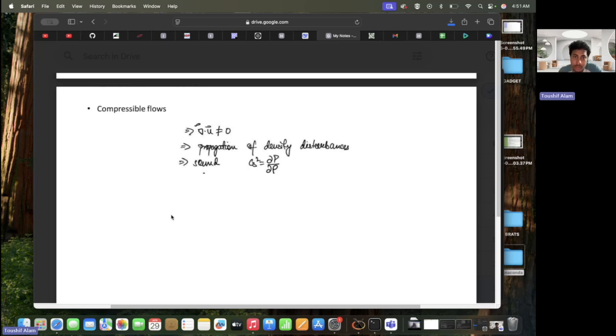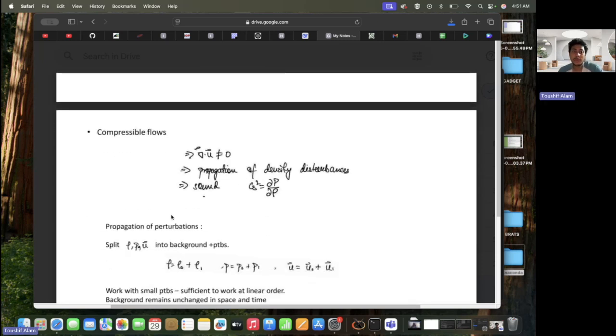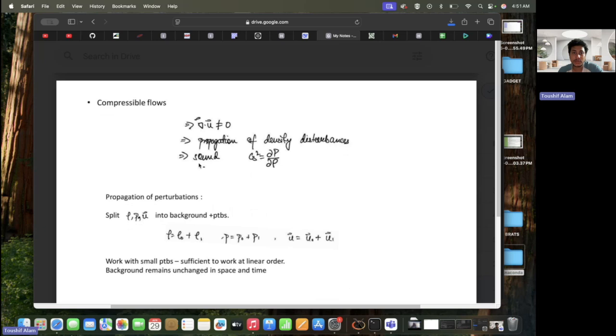Sound speed Cs squared is equal to del P by del rho. For compressible flow, del dot U is not equal to 0. So we look at the propagation of density disturbances. Sound speed Cs squared is equal to del P by del rho.